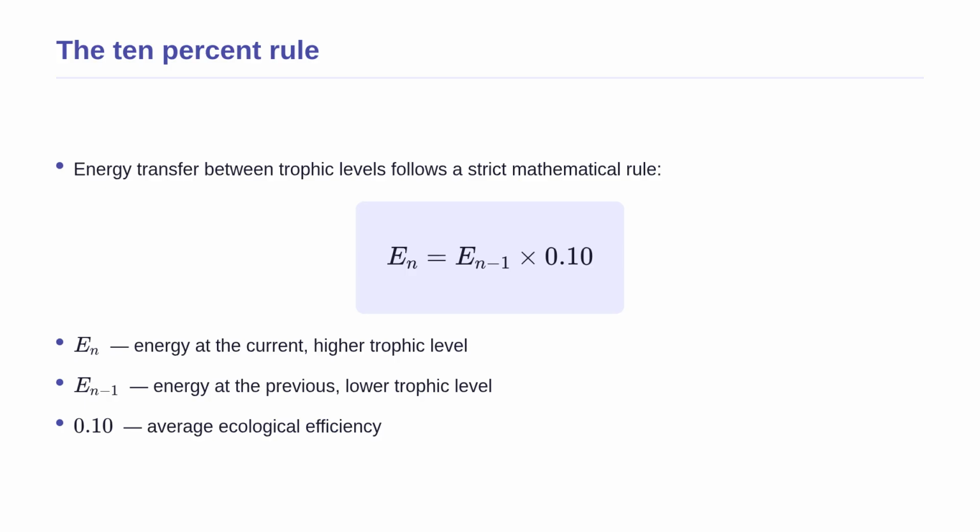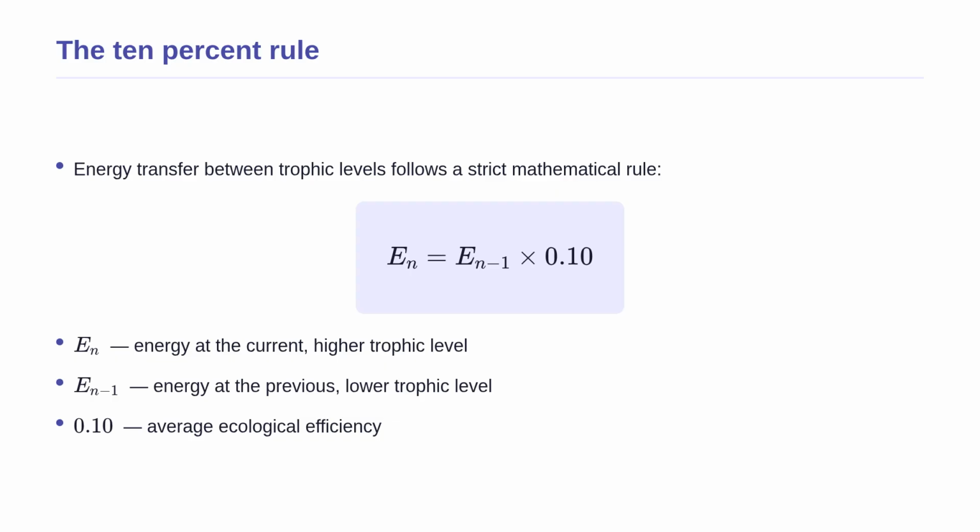Now that we understand the structure of these pyramids, let us look at the fundamental mathematical rule that governs the pyramid of energy. This is often called the 10% rule. Conceptually, this formula tells us that whenever an animal eats something, it only stores about 10% of that food's energy in its own body to pass on to the next predator.